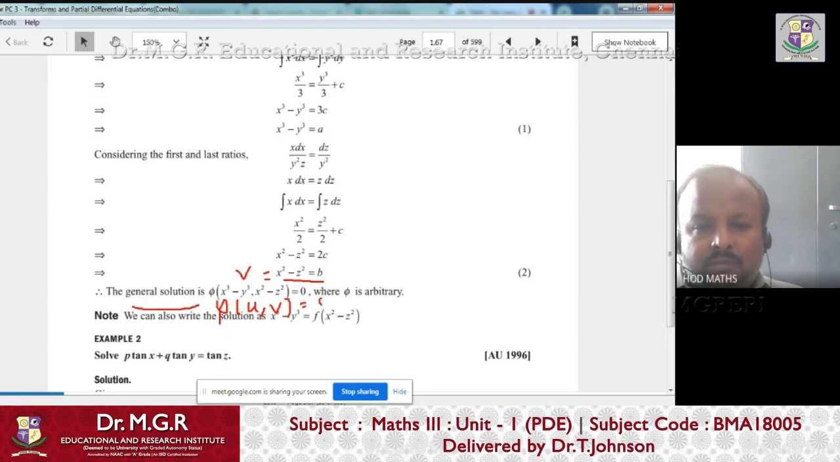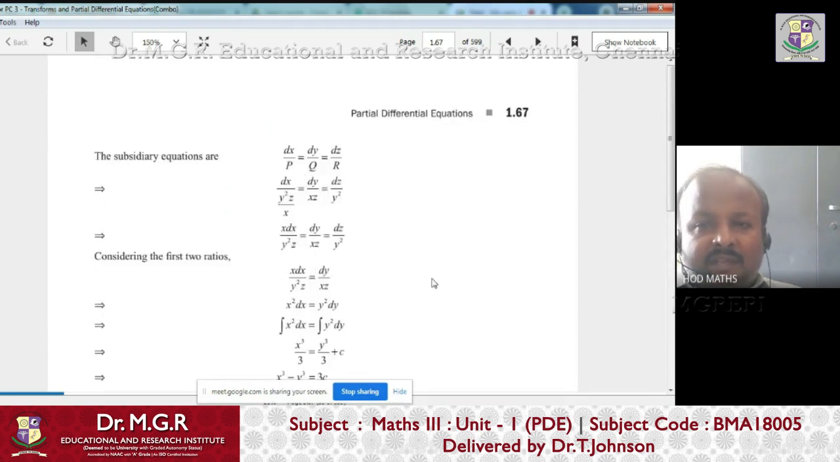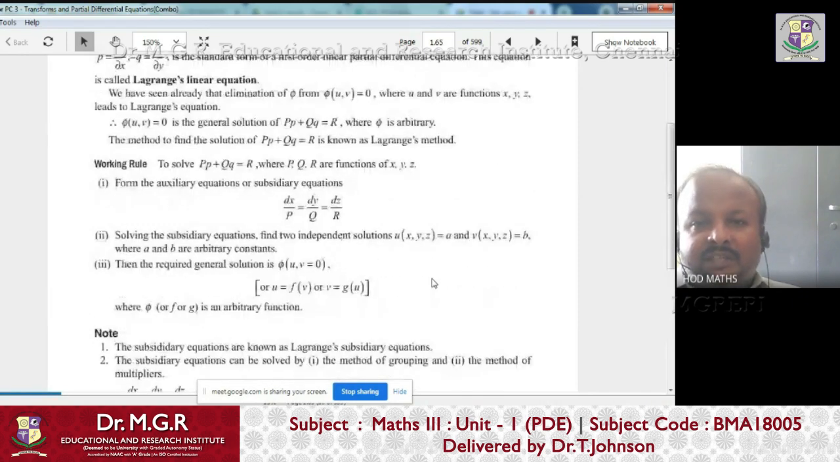But what is u? u is nothing but this one. The right hand side is a, you don't write a, because this is u of x comma y comma z equals a. So in the left hand side, u of x comma y comma z, in that place x cube minus y cube is there, so we are substituting that here. Similarly, v of x comma y comma z equals b, so in place of v, x square minus z square is there. So you have to substitute u and v here, then automatically phi of u comma v equals 0 is the general solution of the given PDE, because that is the working rule given here.